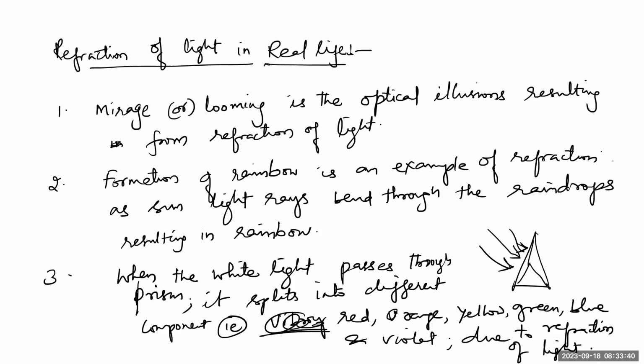These are the three examples of refraction in real life. First one is a mirage or the looming. That is an optical illusion which happens due to refraction of light. Second one is the formation of rainbow. Whenever the sunlight rays fall upon the water droplets or raindrops, they bend in the raindrops and result in the rainbow. The third one is when the white light passes through a prism, it splits into different components of light. That is the VIBGYOR colors. All the VIBGYOR colors will be seen on the other side of the prism. That is refraction of light in real life.